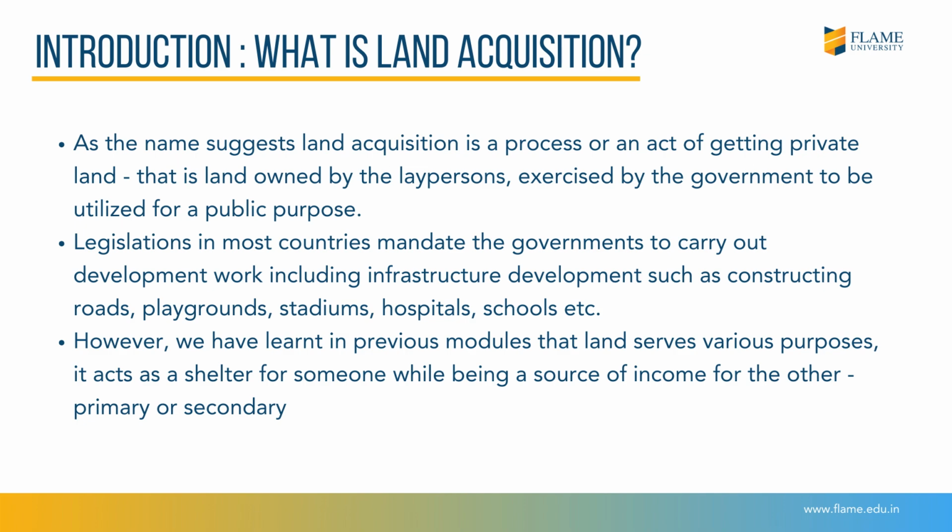hospitals, and schools, etc. We have learned in previous modules that land serves various purposes. It acts as a shelter for someone while being a source of primary or secondary income for the other. Taking land directly from them prevents the landowners from using their land as a shelter or as a source of income. The phenomenon of acquiring land by governments has social, economic, as well as political repercussions.